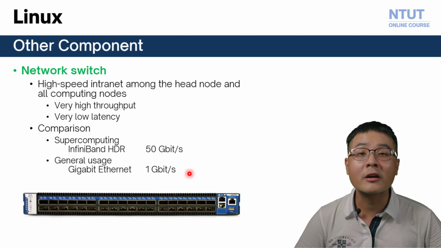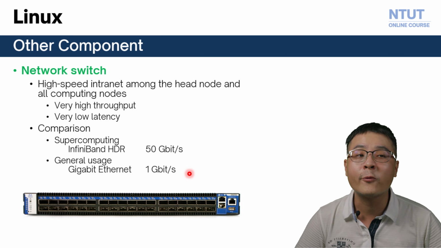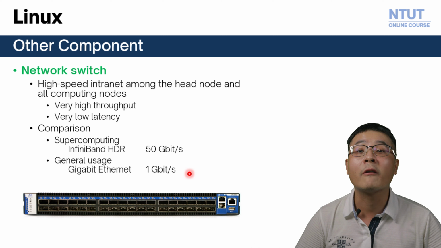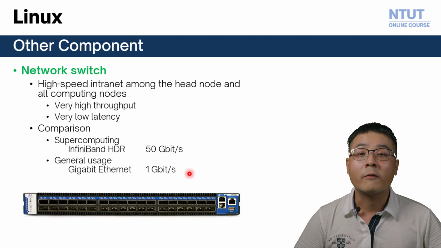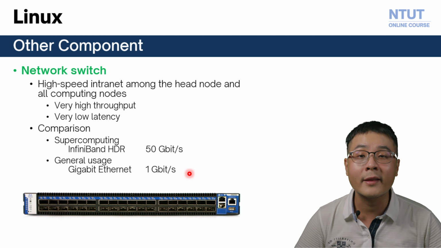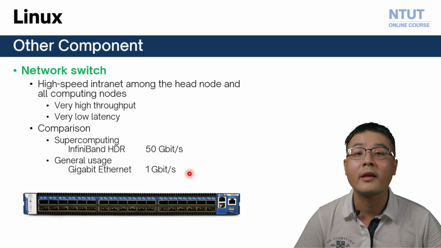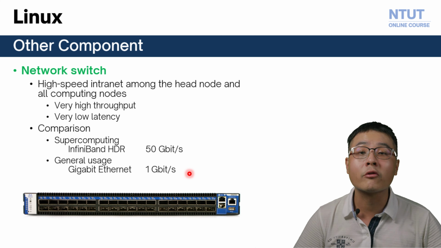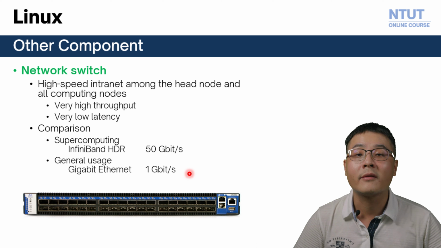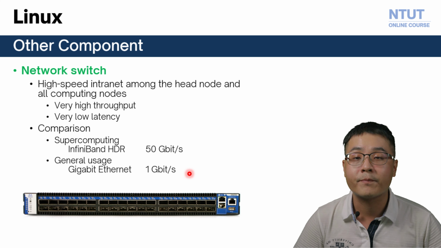As for other components in the Beowulf structure, we will have a network switch. And the network switch is used as a high-speed intranet among the head node and all computing nodes, with very high throughput and very low latency.